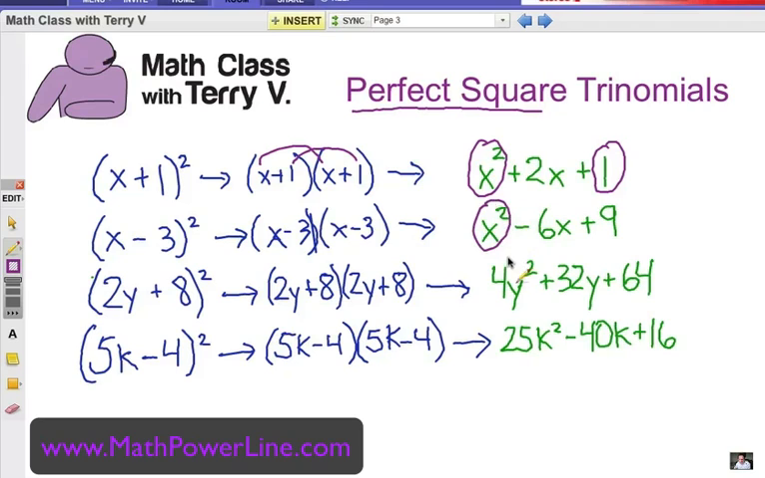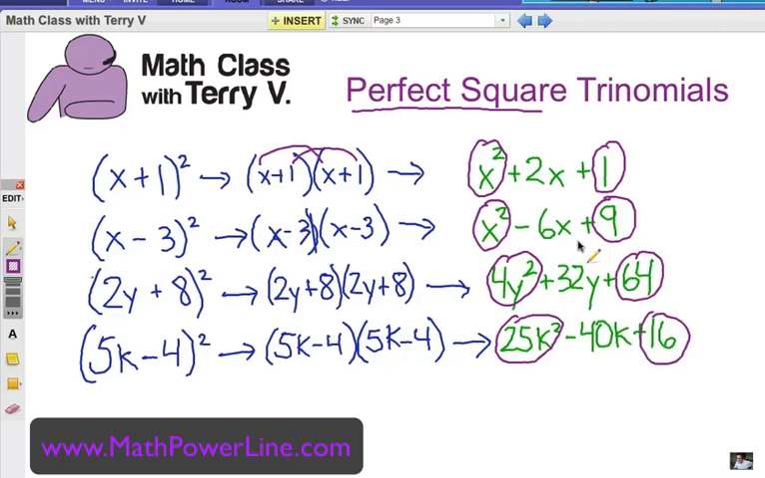So notice at the beginning of each of these trinomials, those are perfect squares. Notice 9 is a perfect square number, 64 and 16. Also notice that the third term is always positive, because if these two terms are negatives, you're going to get a positive 9 in that case, or a positive 16 in that case. It doesn't matter what the sign is in here, because you're going to multiply it by itself, you're going to get a positive third term.